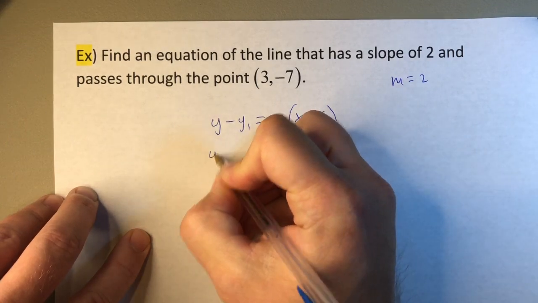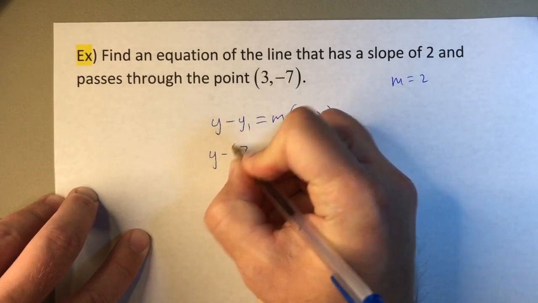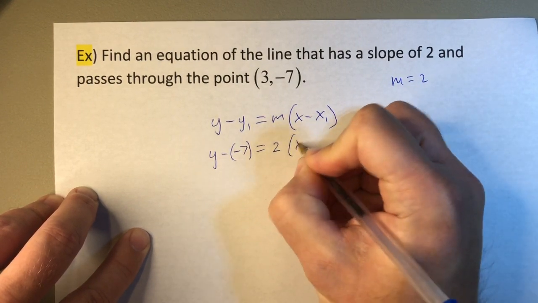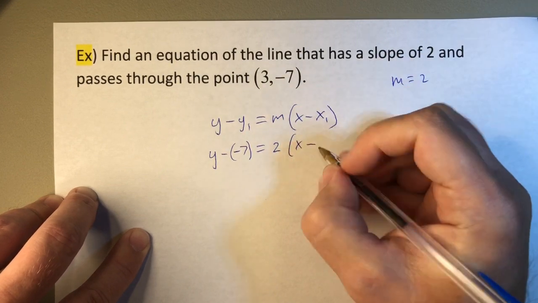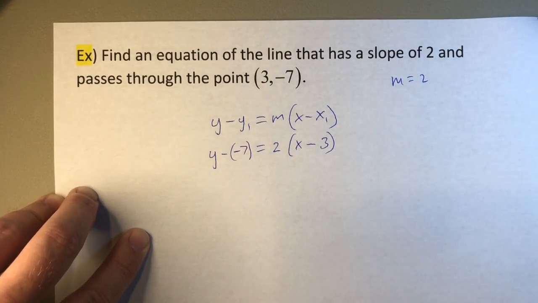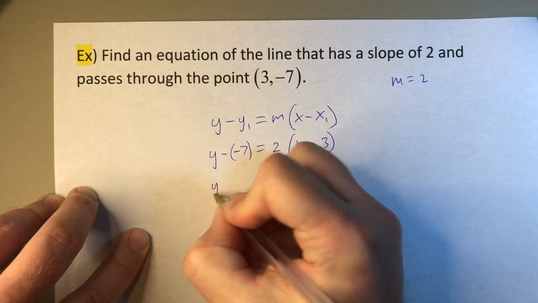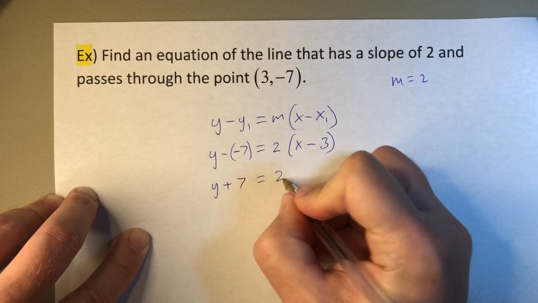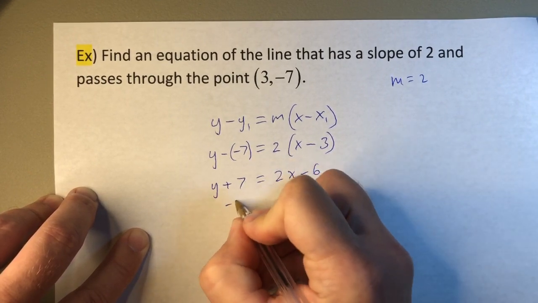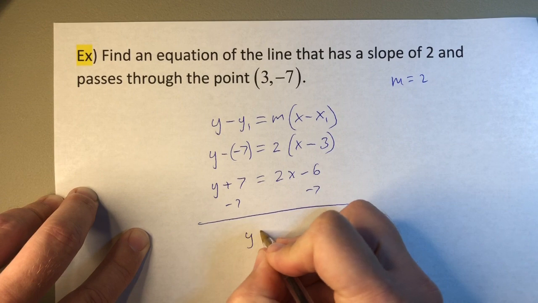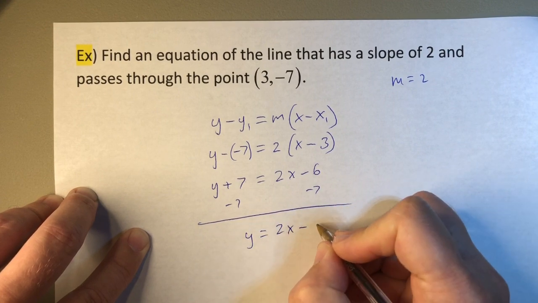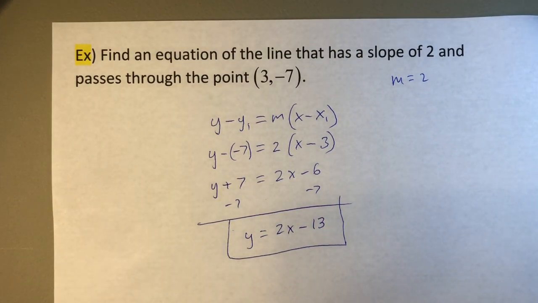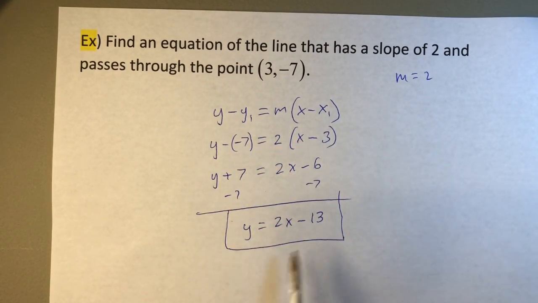So what does that mean? So y minus the y coordinate here, so that's negative 7, is equal to our slope, which is 2, and then times the quantity of x minus x sub 1, which is 3, and then just solve it for y, basically. So a negative times a negative is a positive, plus 7 here. Distributing the 2 through gives you a 2x minus 6. And then if you were to subtract 7 from both sides, you get y equal to what? 2x minus 13, okay? And again, I'll show you in a little bit that you really don't need to know this form to come up with the same answer.